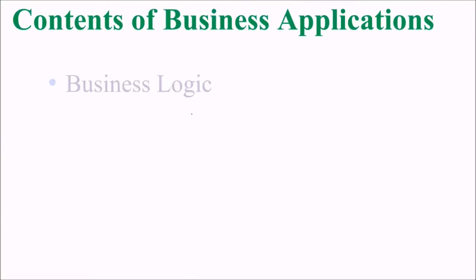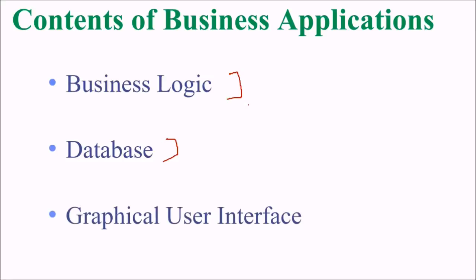So, what are the contents of a business application? In a business application, the first and foremost is the business logic. Then the database, of course, and the graphical user interface. With the graphical user interface, the user will try to solve certain business logic or problems, and meanwhile, in the background, these logics will employ the database.